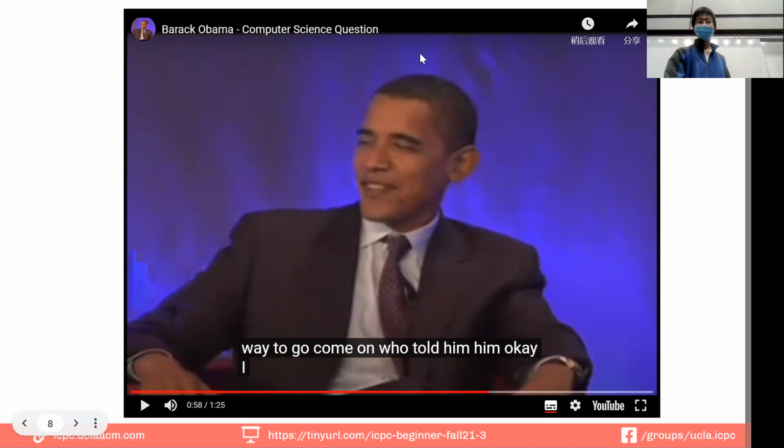Hopefully you understood that joke. If this doesn't convince you to learn about sorting, I don't know what does, right? Even the president of the United States needs to know some sorting to become the president. So as a CS major, or even if you're just interested in CS, you should know about sorting.